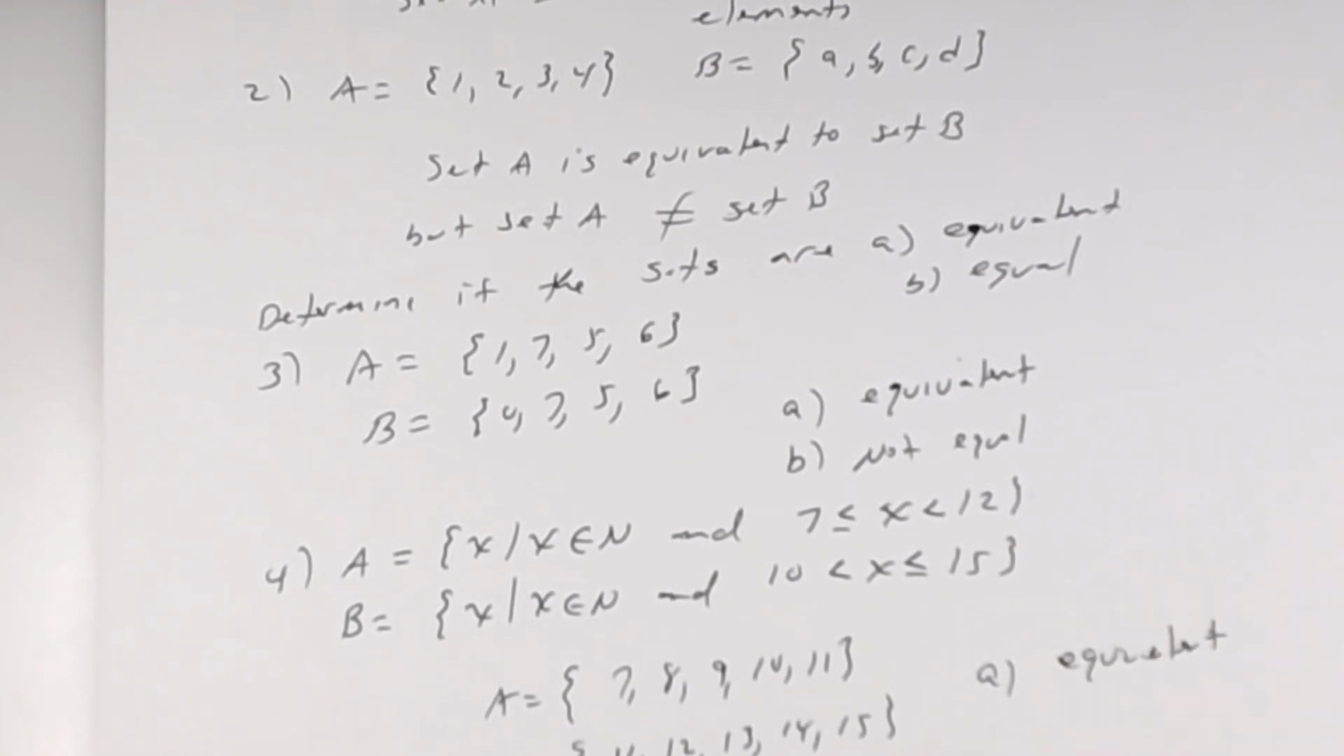Remember, equivalent has to do with cardinal number. They have the same cardinal number. There are 5 elements in A. There are 5 elements in B. Are they equal? No. The elements are different, so they're not equal.